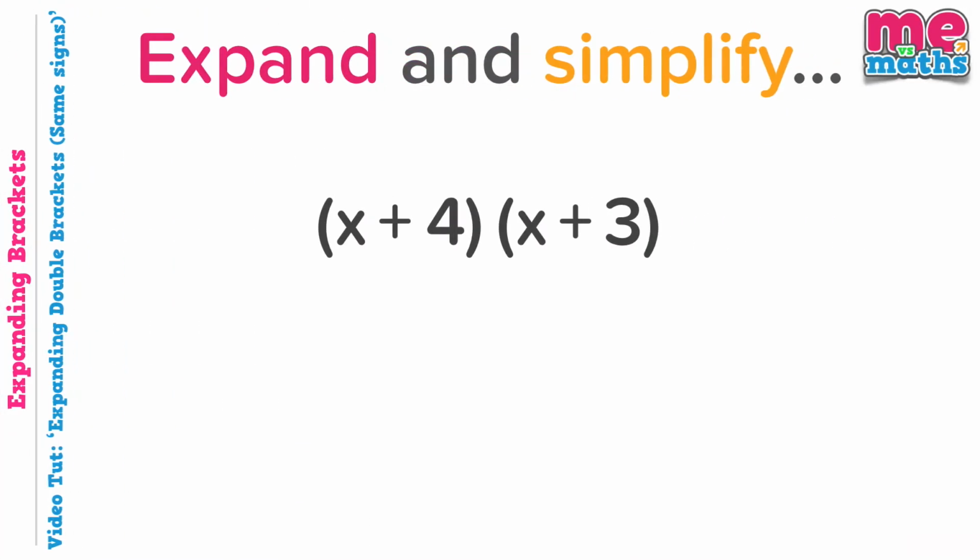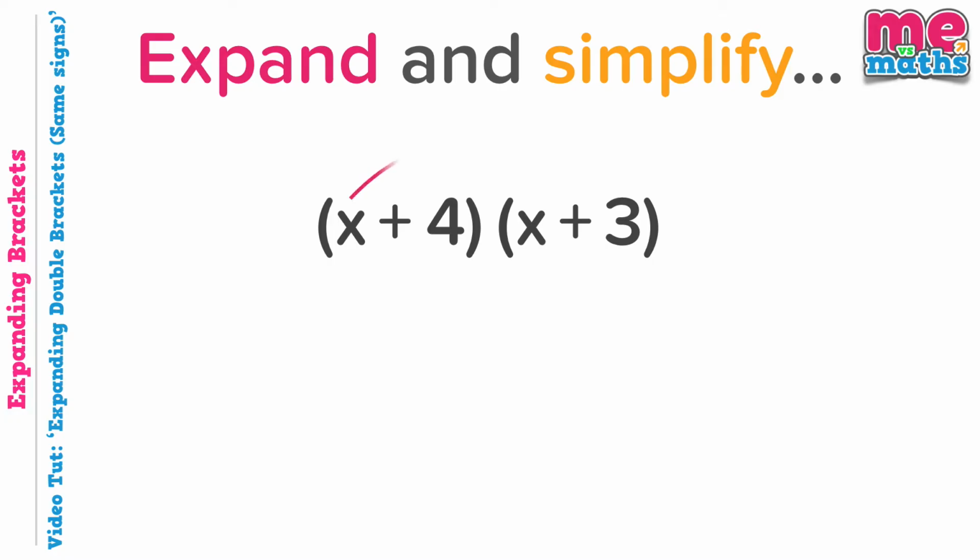This is what we mean when we talk about double brackets. Two brackets right next to each other with nothing in between them. And you should already know that expanding involves multiplying. In the case of double brackets like this, it actually means multiply everything in the first bracket by everything in the second bracket. As previously, we can use branches to help us keep track of what we have to multiply.